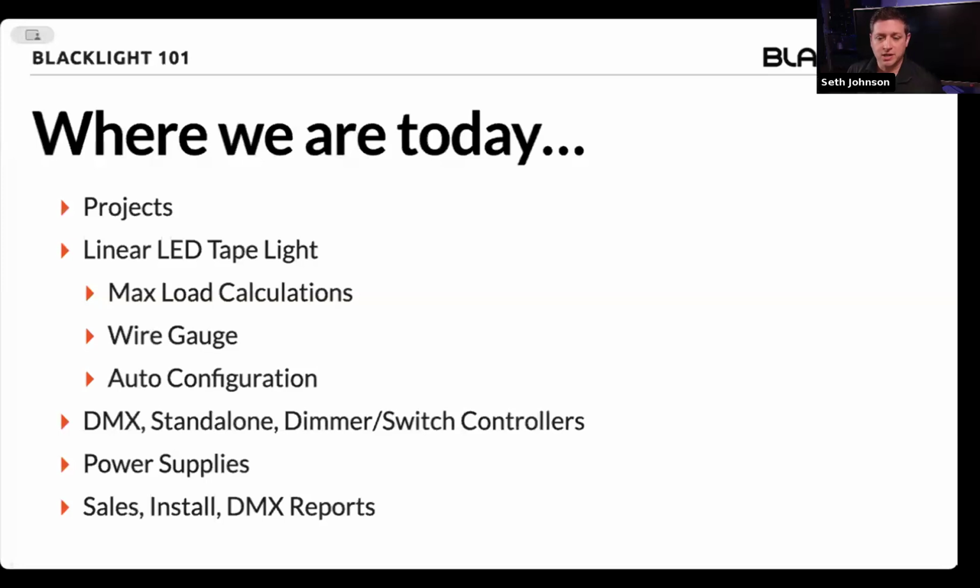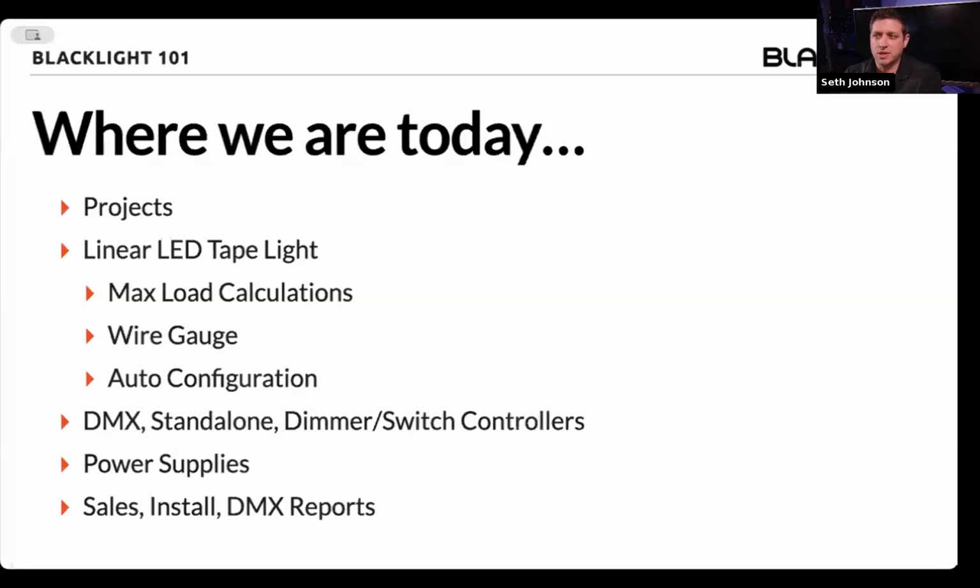We make sure the wire gauge is right from the equipment location to the lights. We track all that for you. And we do a little bit of auto configuration out of the box. So when you're drawing the light and you connect it to an equipment location, we know what type of light it's going to be, whether it's a DMX controlled light, standalone, or dimmer switch. And we match the correct power supplies, or do our best to put things into place for power supplies and that kind of thing. And that's part of the auto configuration.